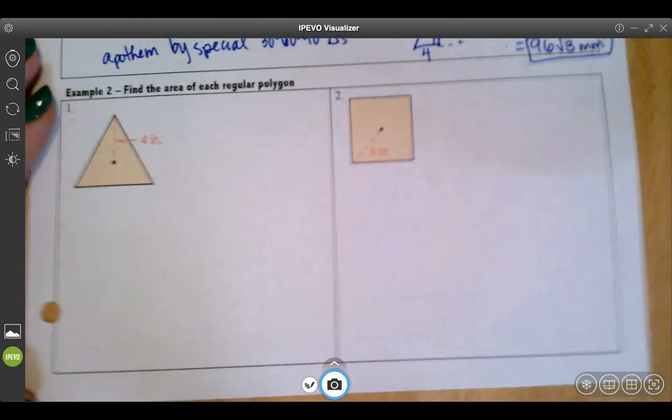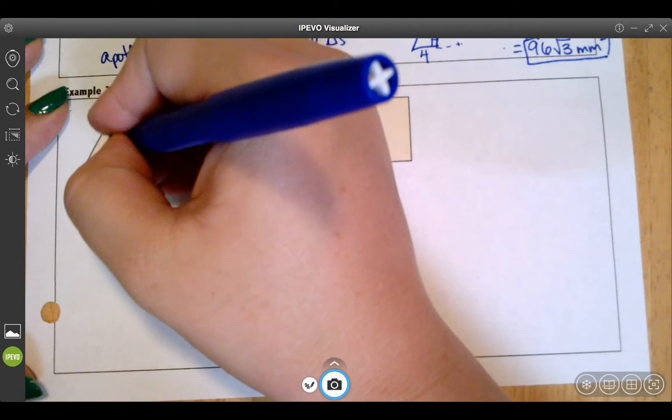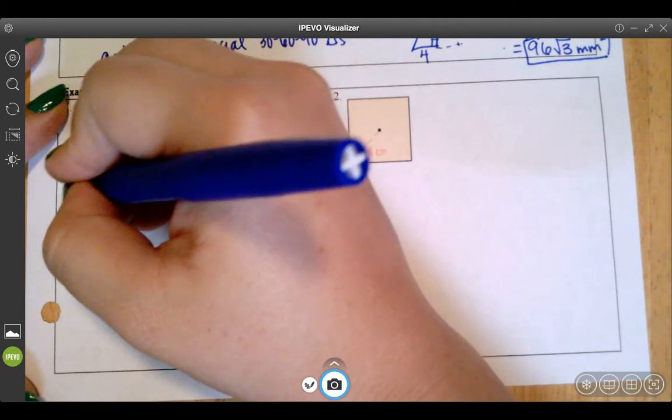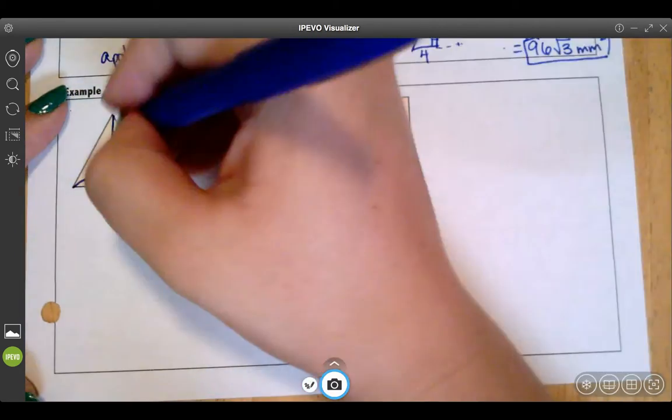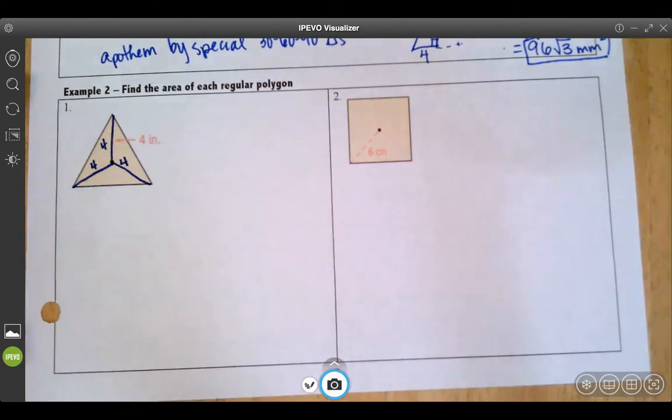Let's look at our next example. We want to find the area of each regular polygon. Well, here we have a triangle. Splitting it into its central angles, we know that each radius is 4 inches long. So how can we use that to help us?